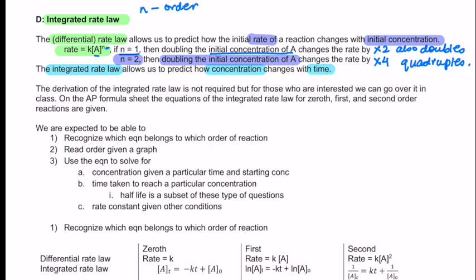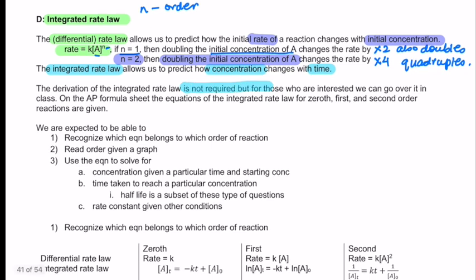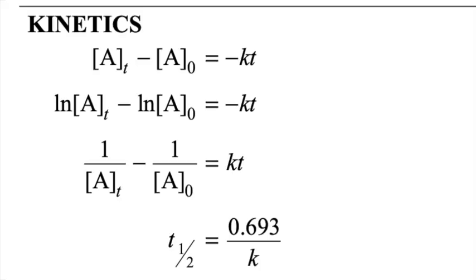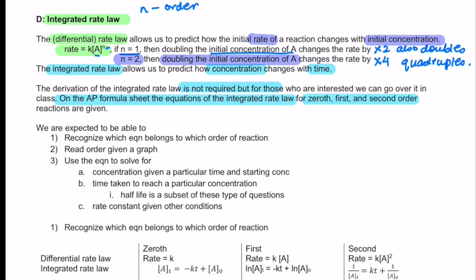So there is a derivation for the integrated rate law which is not required for the AP course, but in class I usually go over it with the kids who are interested, and here I will possibly add the derivation to the end of this video. The equations for the integrated rate laws are given to you on the AP formula sheet. They are not labeled, so it's your job to recognize the 0th, first and second order reaction equations.